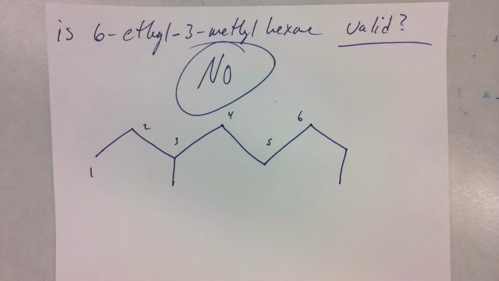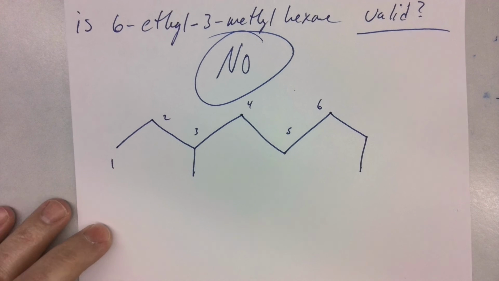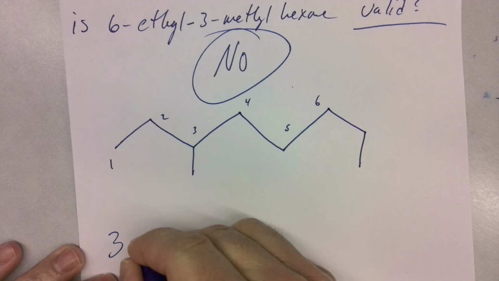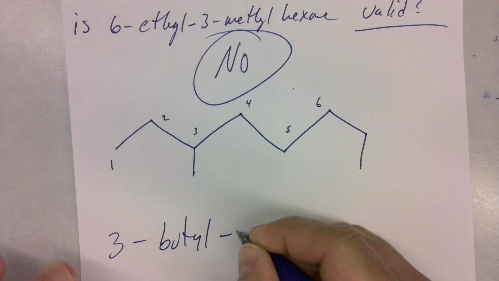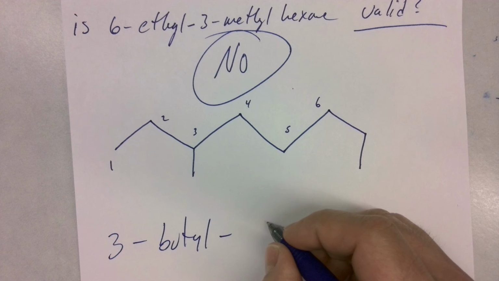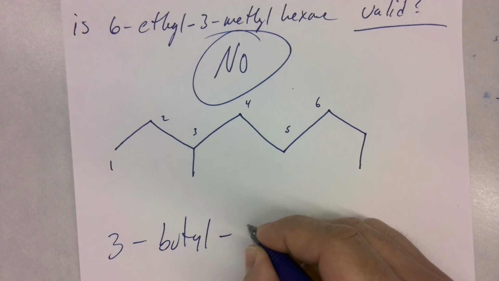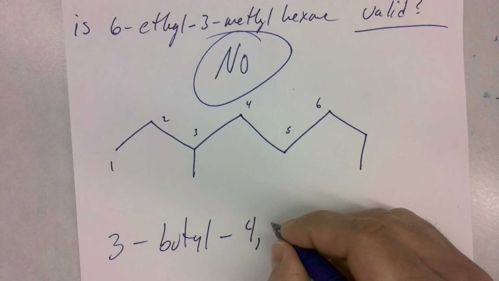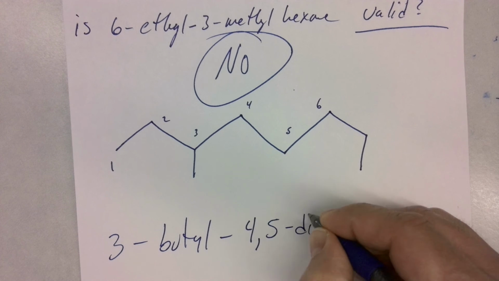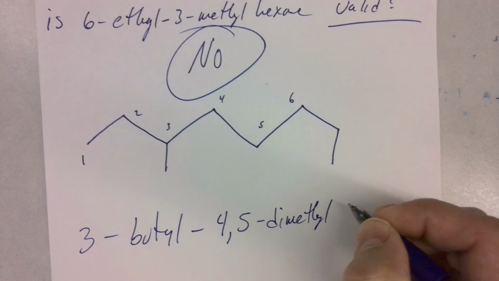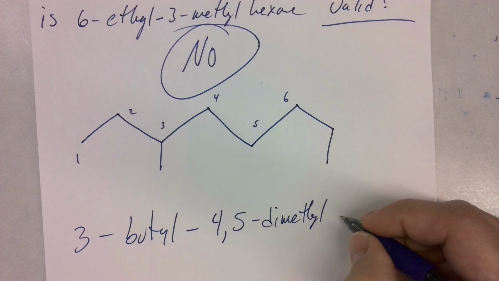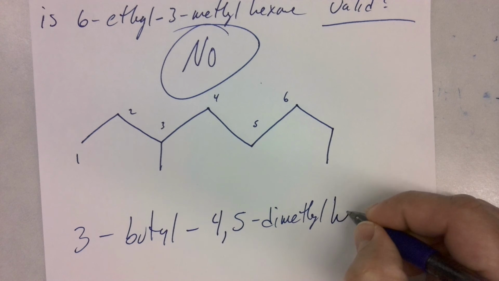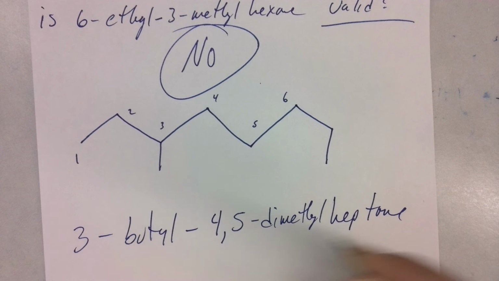Like let me give you a good example of this. Let's say I went 3-butyl dash 4,5 dash dimethyl heptane. Okay, let's say I did that.